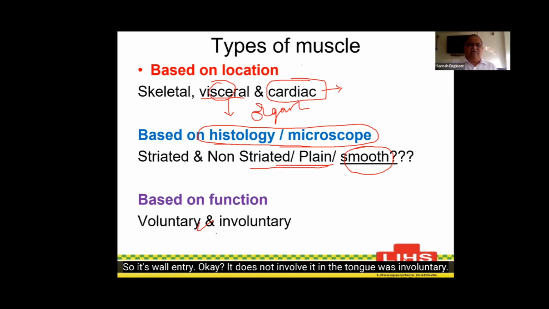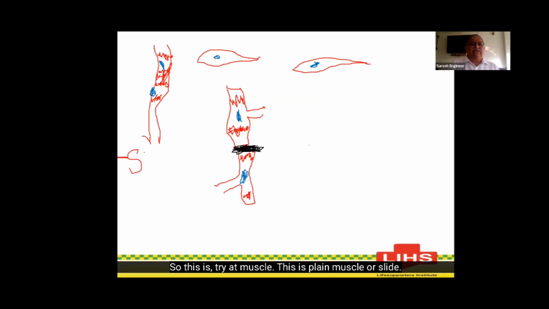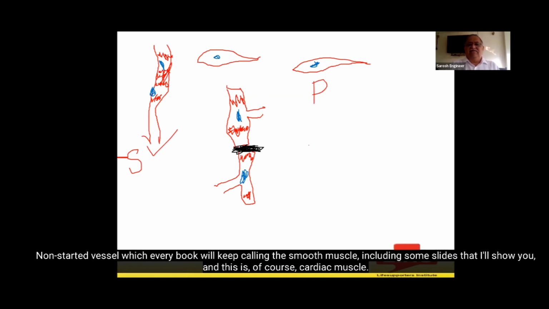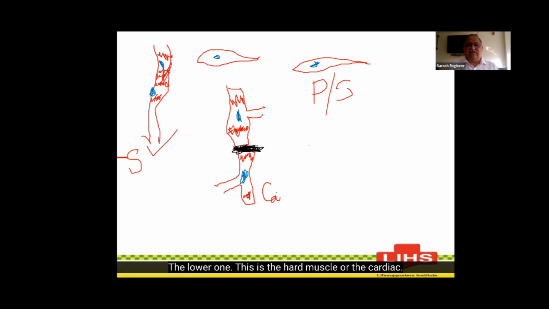So the basic thing depends upon any one criterion. You cannot mix 2 or 3 criteria together and use it. So each different criterion tells us the muscle differently. So this is striated muscle. This is plain muscle or non-striated muscle, which every book will keep calling smooth muscle, including some slides that I'll show you. And this is, of course, cardiac muscle, the lower one. This is the heart muscle or the cardiac muscle.